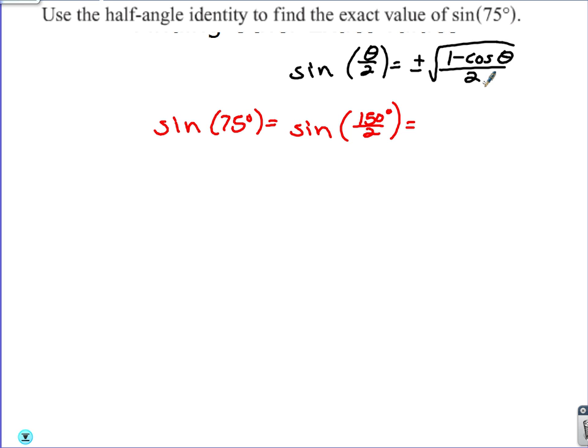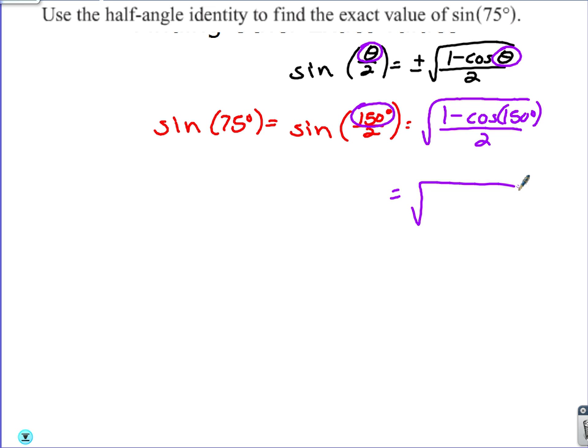So pretty much all we're doing here, in the place of theta, I have 150. So everywhere I have a theta, I put a 150. Okay. So plus and minus. Now let's go ahead and take care of plus and minus. We're finding the sine of 75. Since you're in the first quadrant, sine is going to be positive. So you can get rid of that. Instead of plus and minus, just the square root of 1 minus the cosine of 150 degrees over 2.